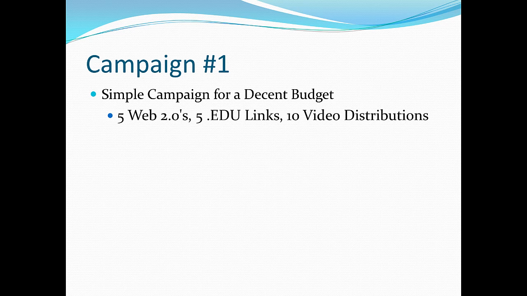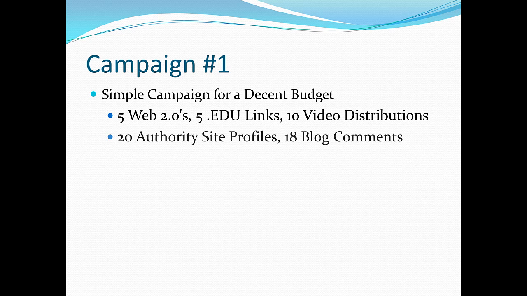You can see here I picked 5 Web 2.0s, 5 .edu links, and 10 video distributions. Next are link placements, and I went for 20 authority site profiles and 18 blog comments. Now people might wonder, why are you pairing these types together? And like I said, there's not really a rhyme or reason to it, because that's the whole point. You want it to look diverse and natural.